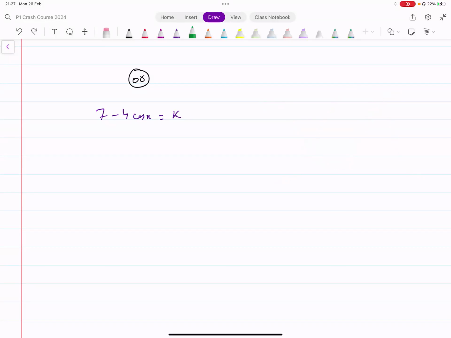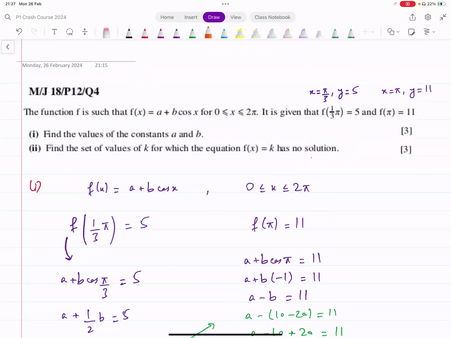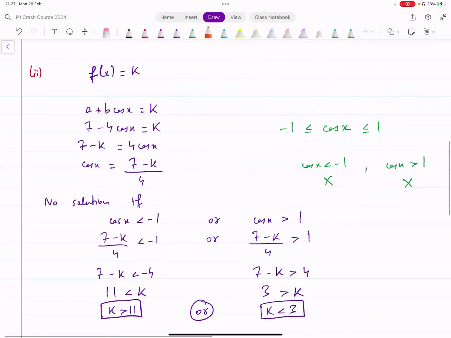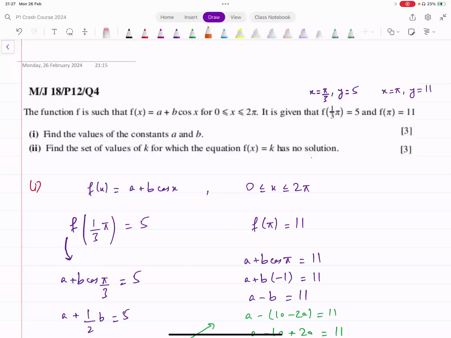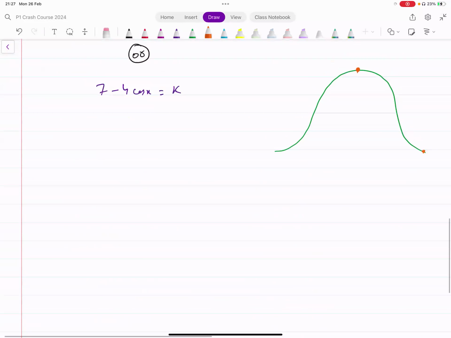And the shape might look something like this. But we're not interested in the exact shape. All we're interested in is there's going to be some maximum value and some minimum value in the given interval. What's the given interval? The interval is from 0 to 2 pi. Is there any horizontal transformation? No, there's only vertical transformation, a translation and period. This is what the graph is going to look like.